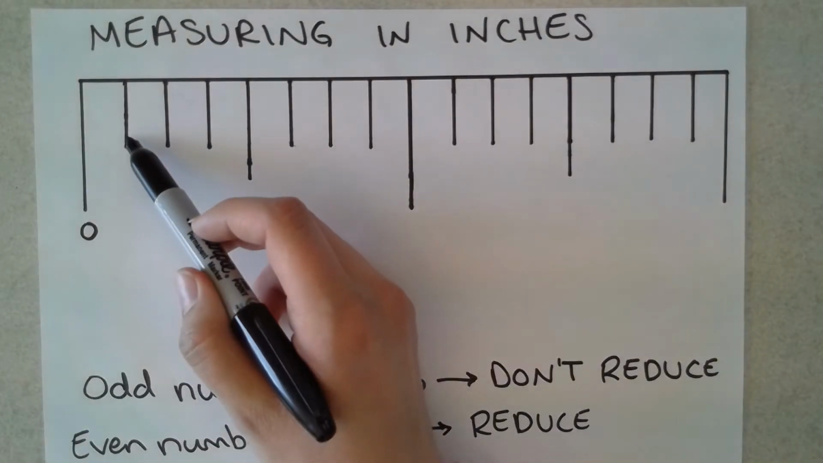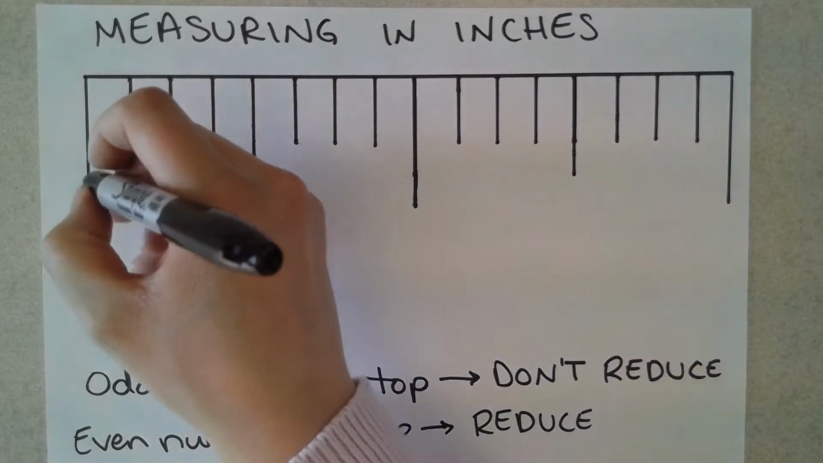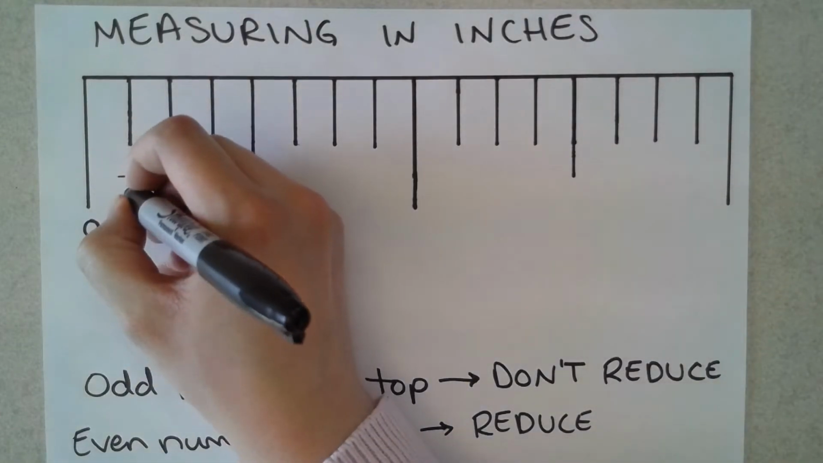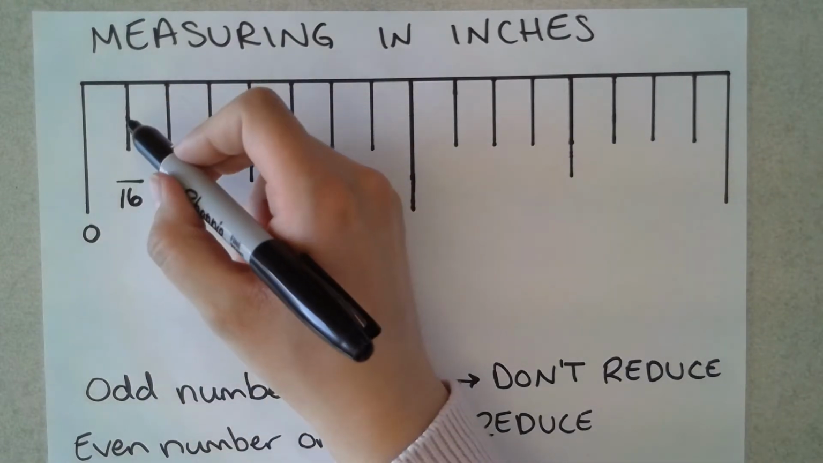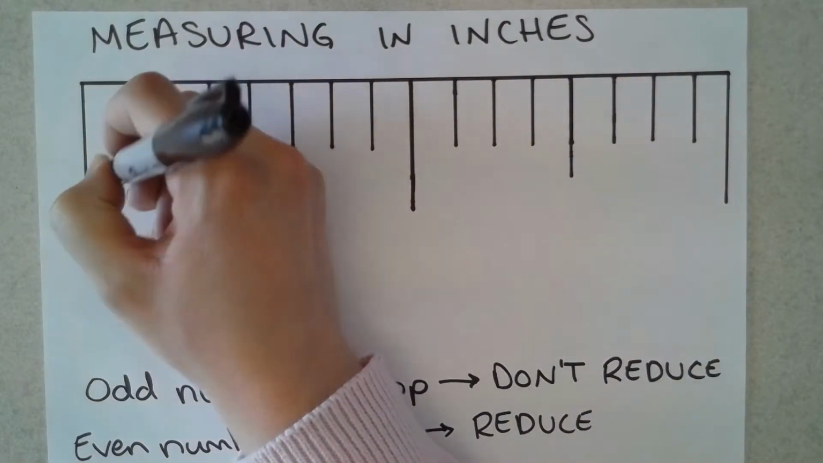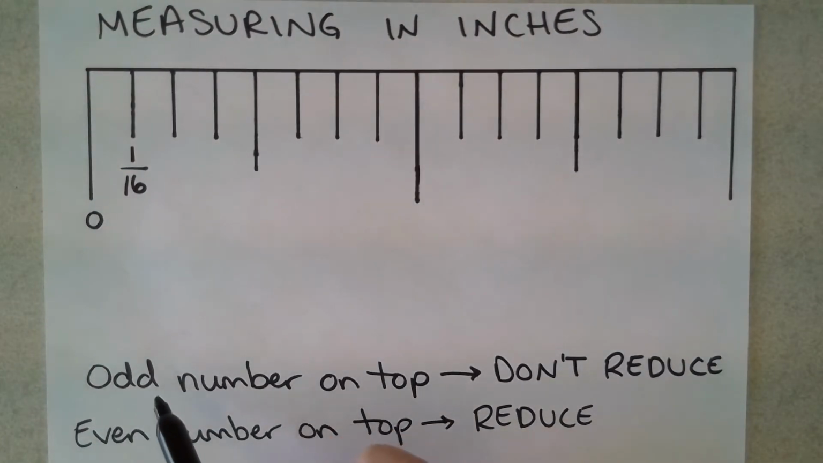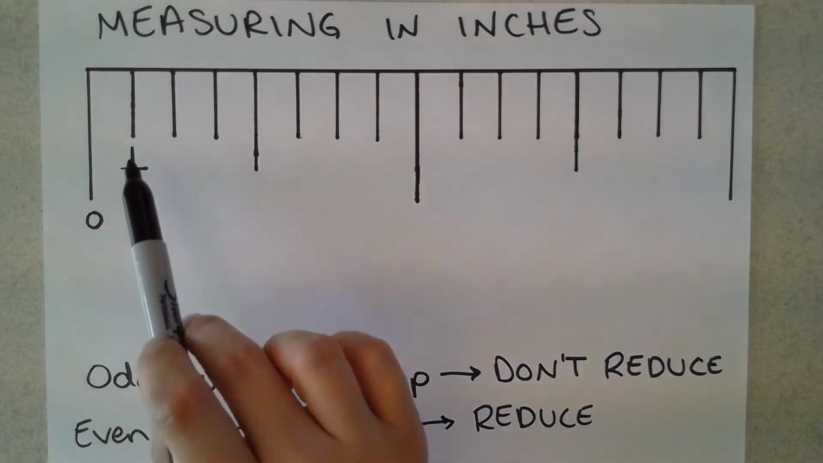Okay, next we'll go on to our first tick, and remember all of the ticks are 16 in total, so that means that the bottom number of our fraction is going to be 16. Now this is tick number 1 out of 16 ticks in total, so that means we're going to have 1 out of 16. Now I made a little note down here that anytime we have an odd number on top of our fraction, we don't reduce. So that means that this fraction is just going to stay the way it is.